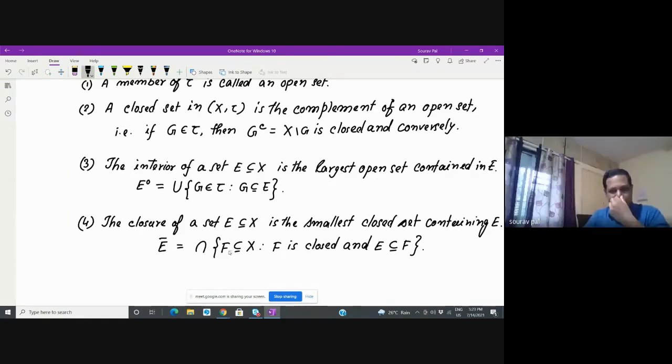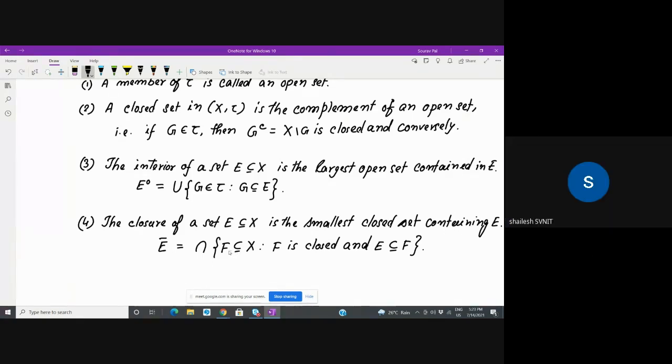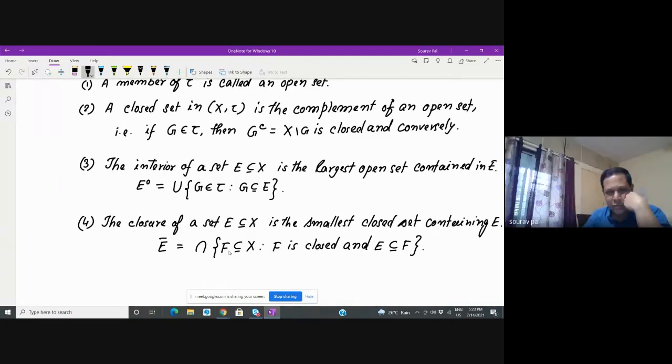Sir, from the fourth point, can we say that the arbitrary intersection of closed sets is closed from the definition of closure? Yes, that is true. Arbitrary union of open sets is open and arbitrary intersection of closed sets is closed. Anyway, I was just going to mention that.